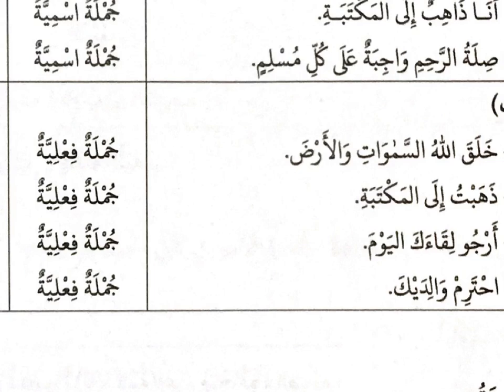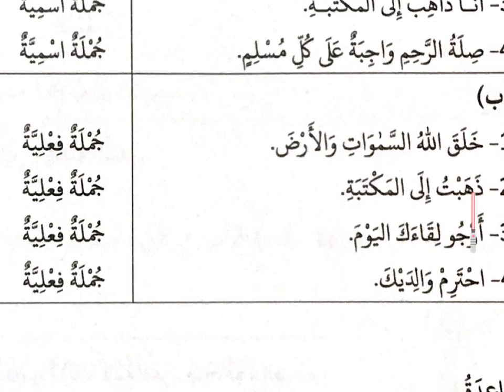In sentence number 2 we say zahabtu. Zahabtu is also a fi'l, a verb. I went. So we call this jumlatun fi'liyatun. In the third sentence we have another verb. Arju, I hope. Arju is a fi'l, a fi'lun mudari, the present tense. So the jumla is also called jumlatun fi'liyatun.